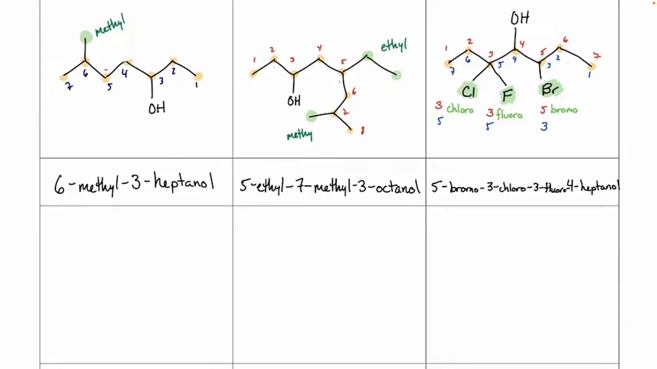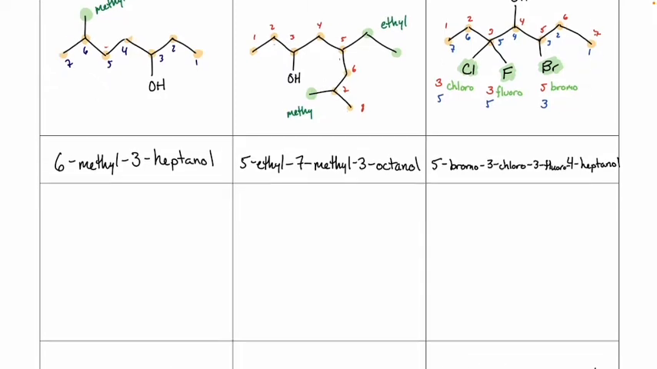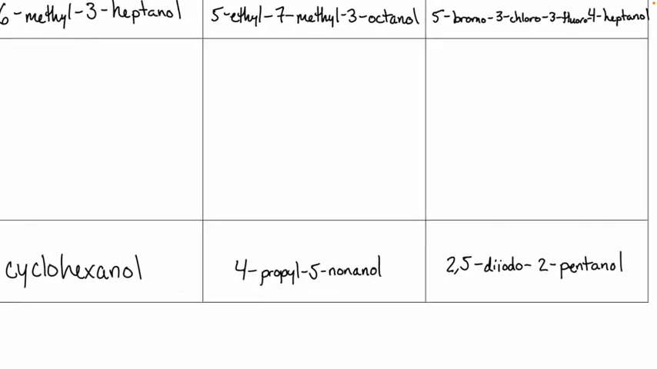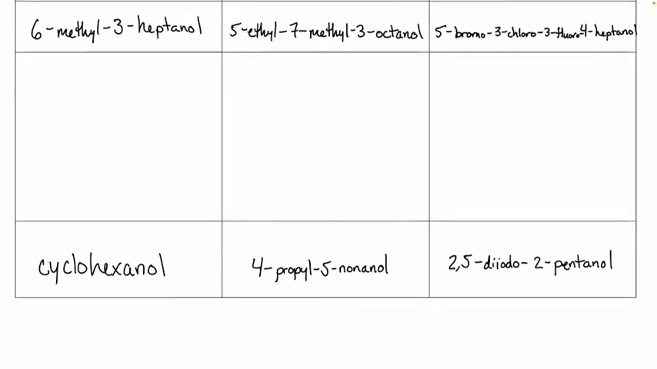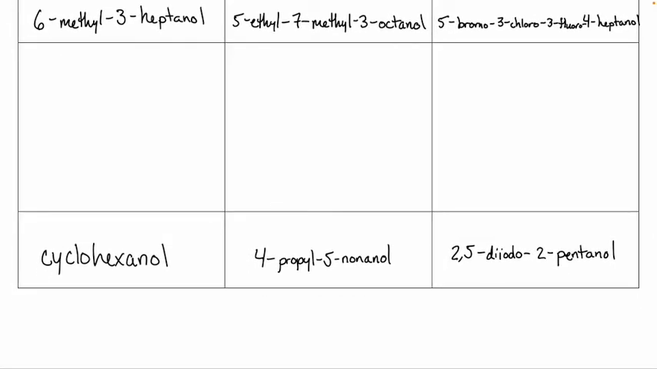Okay, so the big things to remember are you have to prioritize that alcohol functional group when you're numbering and list your substituents in alphabetical order. All right, those are the two big ones that we have to make extra special sure that we're good about. All right, so take a second, and for these three compounds here which I have named, you're going to give me the structure of these compounds.